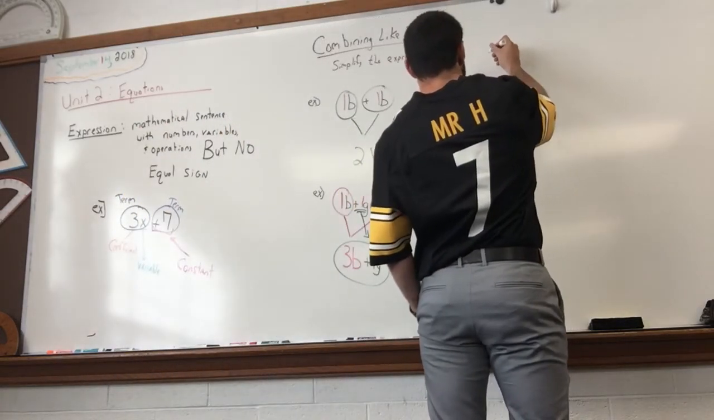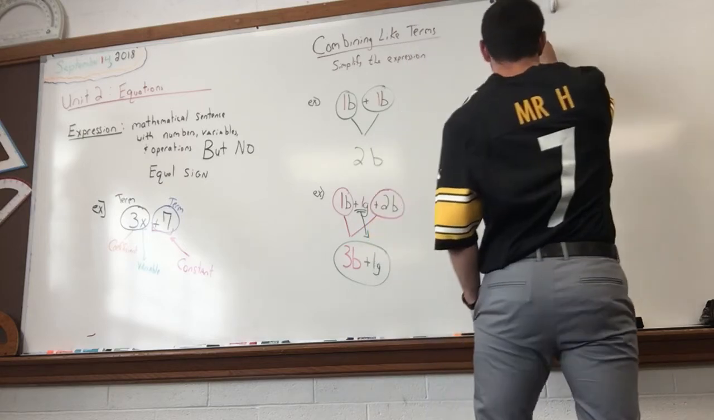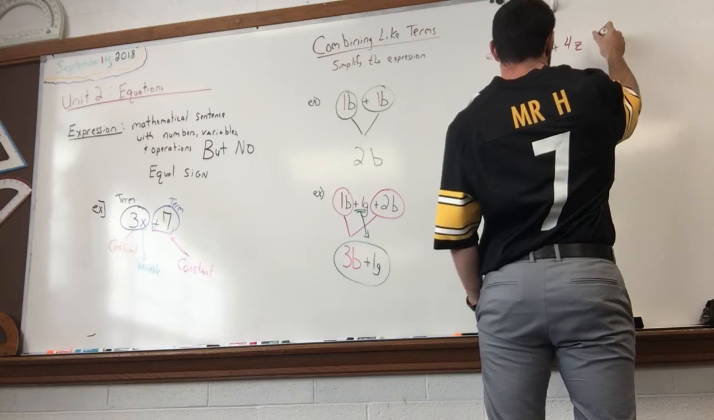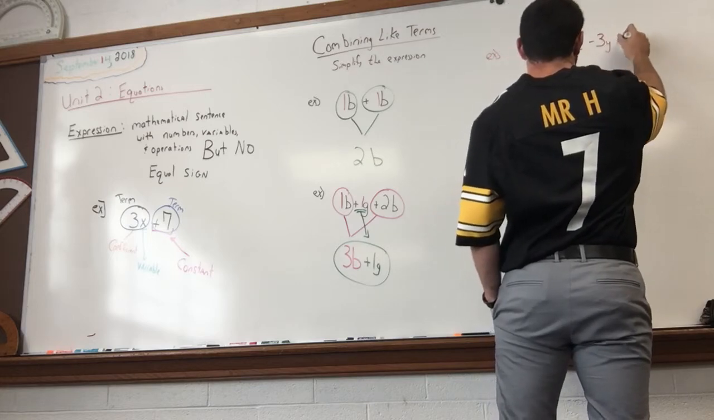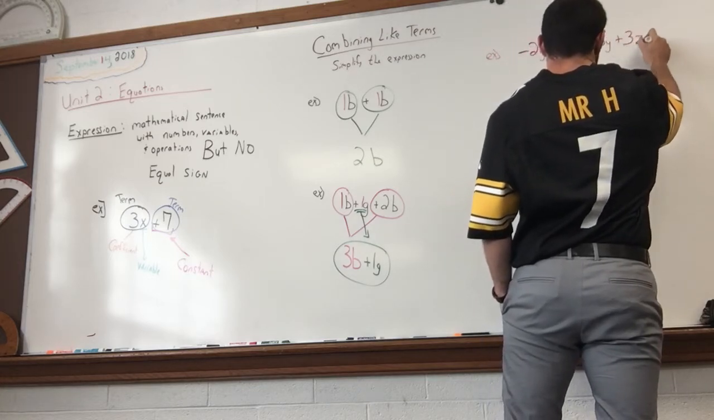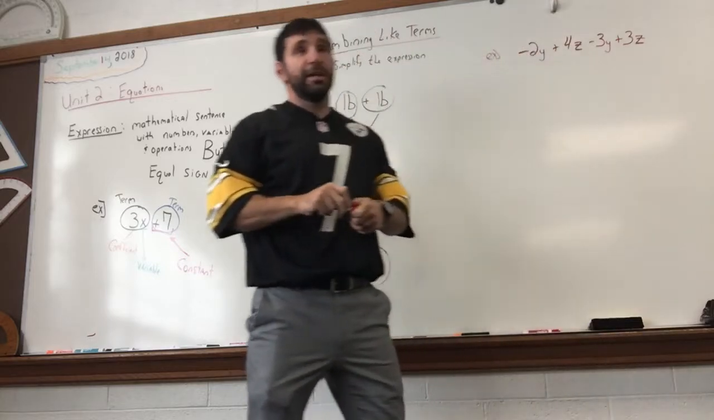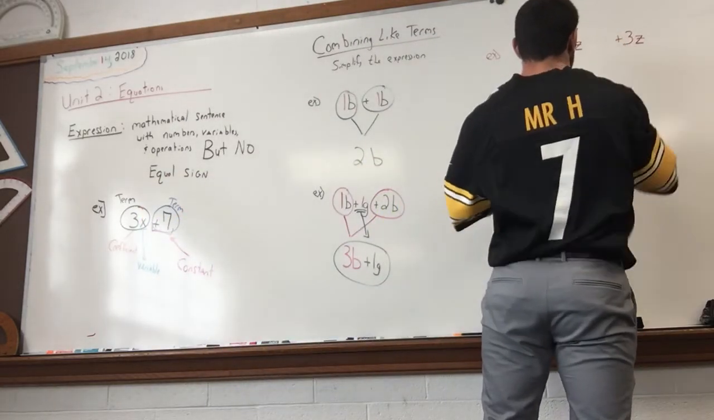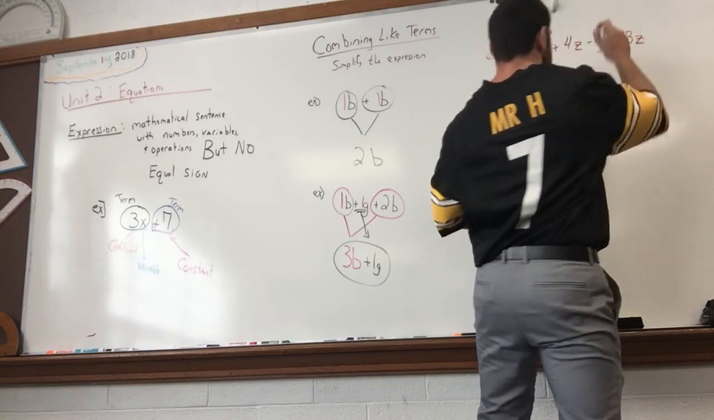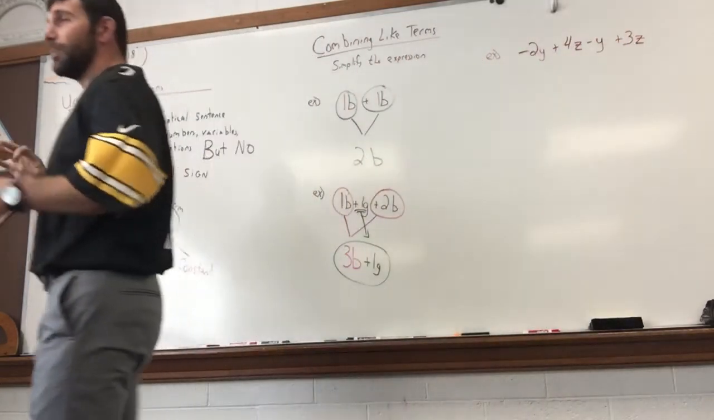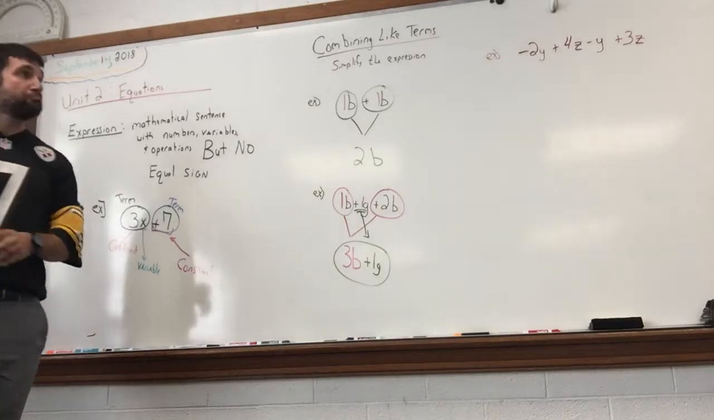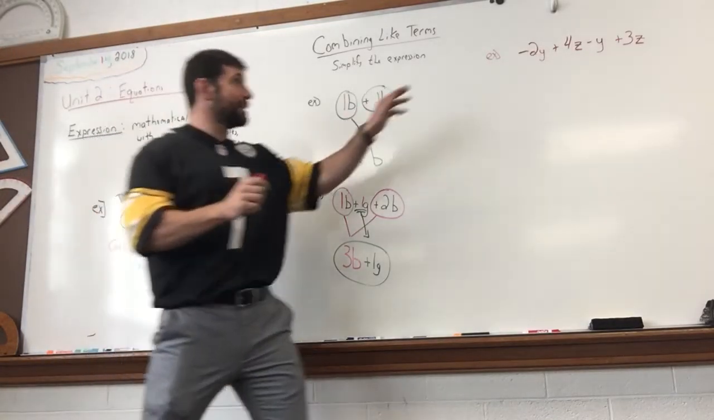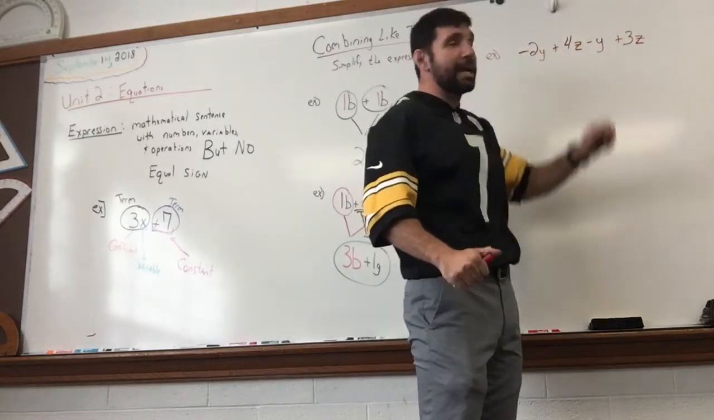Let's make it a little bit tougher now. I've got negative 2y plus 4z minus 3y plus 3z. And before we do anything, I'm going to change this a little bit. Let's just make it a negative y. There. So I'm going to think of names. For my y's, they're going to be my yaks. So I've got negative 2 yaks, and I've got a negative yak.